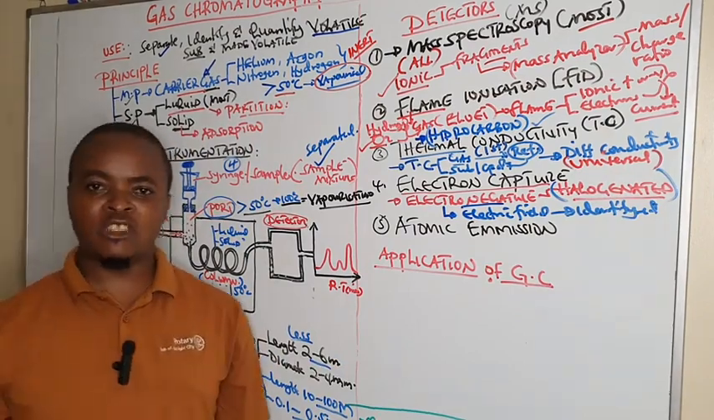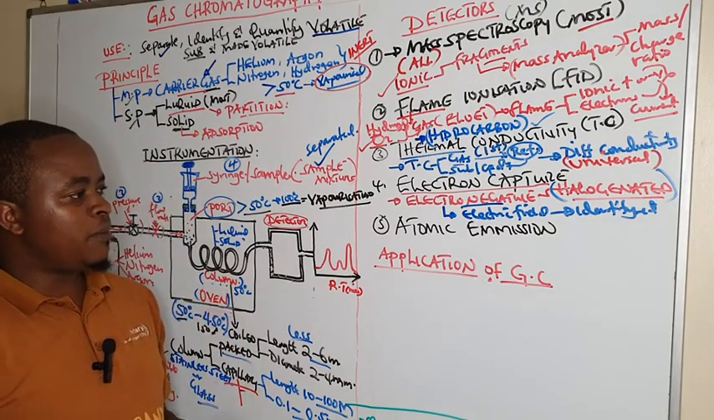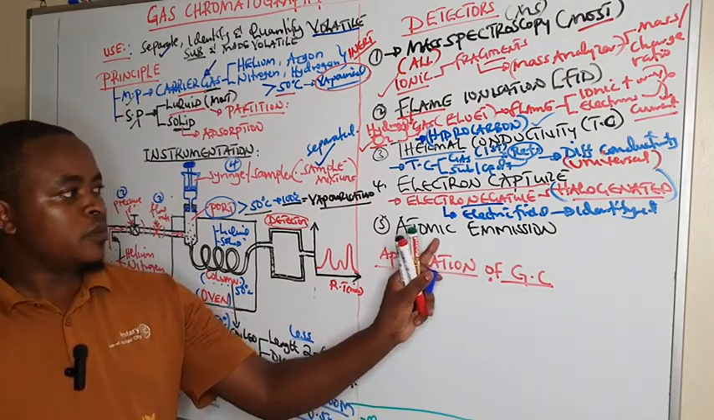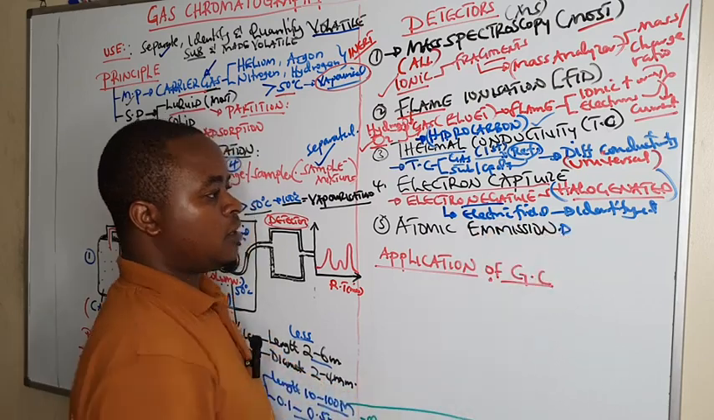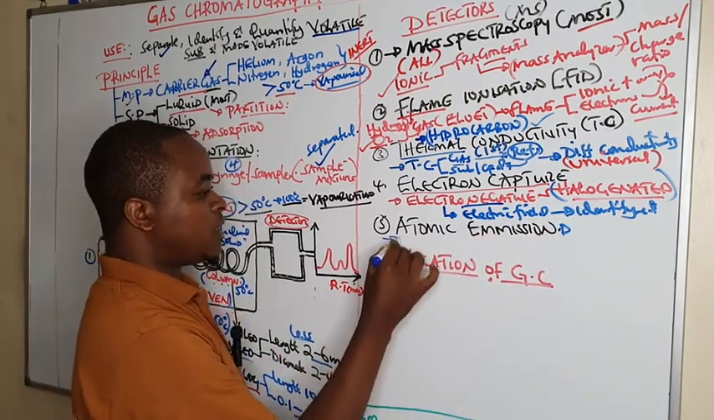Then lastly is atomic emission. Yes, the atomic emission detector, this one uses plasma.